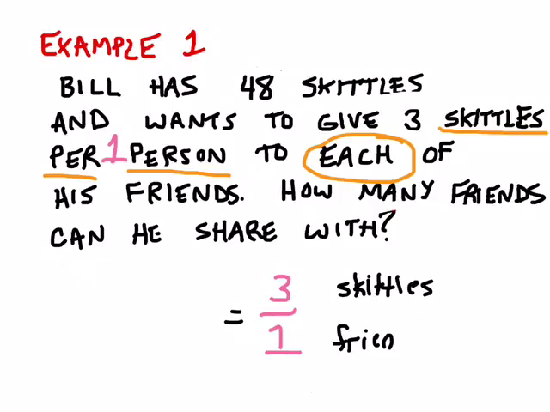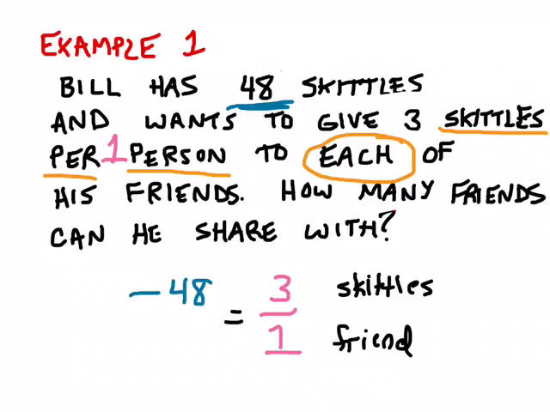Okay, so if I look up here at the top, it says that Bill has 48 Skittles. Well, that's, again, a Skittles idea. Skittles was on top of my proportion, so I'm going to put that on top of my proportion on the other side to match.